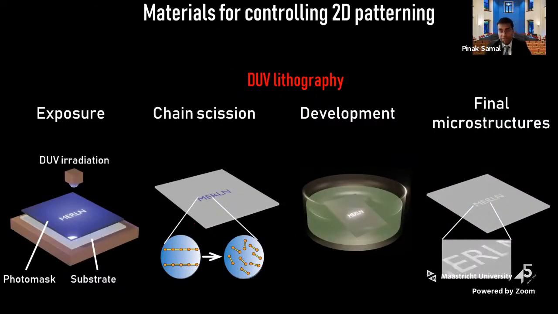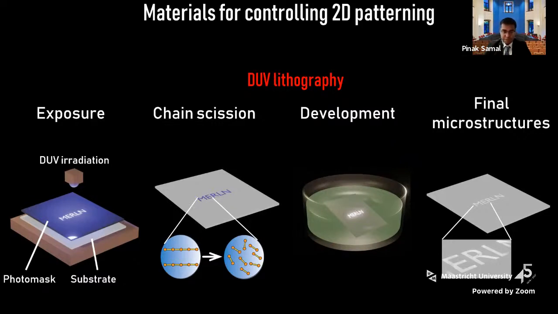Now we come to 2D patterning. As I mentioned before, cells on planar surfaces can undergo self-organization. So we decided to optimize techniques which we could use to microstructure substrates in 2D, which could be used to influence patterning processes. For this, we utilized a process of deep UV lithography.